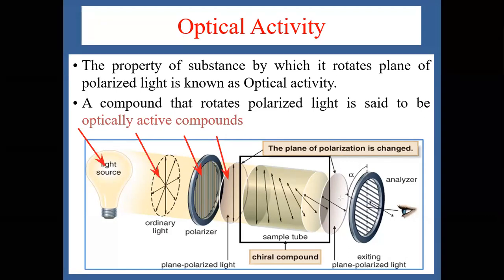Our observation is this light is rotated. This light is rotated. If the light is rotated, then it is called an optically active compound.